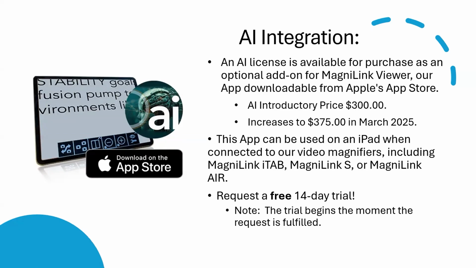It will remain $300. We are changing the price. It will go up to $375, and that'll happen in March. So that gives you the rest of this month and next month to get it for the $300 pricing. It is a 3-year license. So that is how the pricing works. It's good for 3 years, and you will get updates during that 3 years. We're not going to be charging you for the updates.